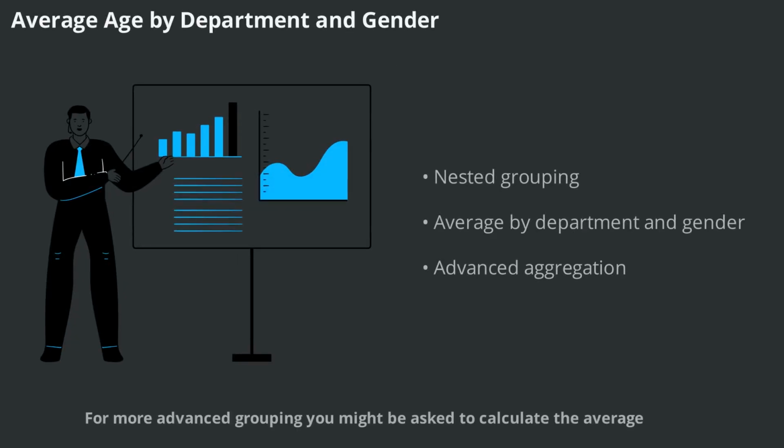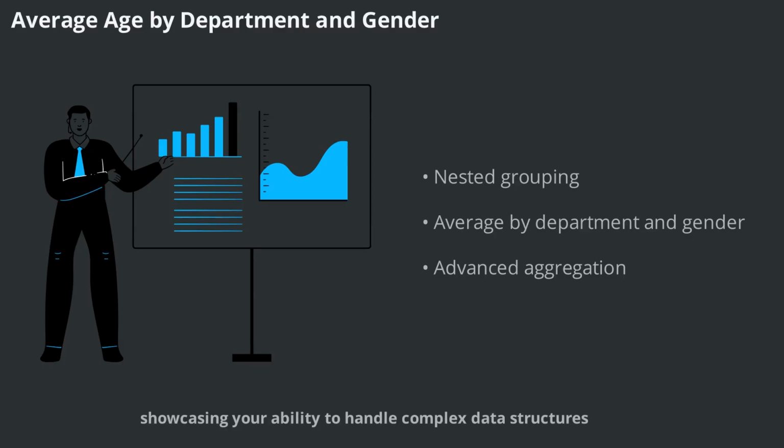For more advanced grouping, you might be asked to calculate the average age of male and female employees in each department. This involves nested grouping and averaging. The Stream API's flexibility makes this possible with just a few lines of code, showcasing your ability to handle complex data structures.